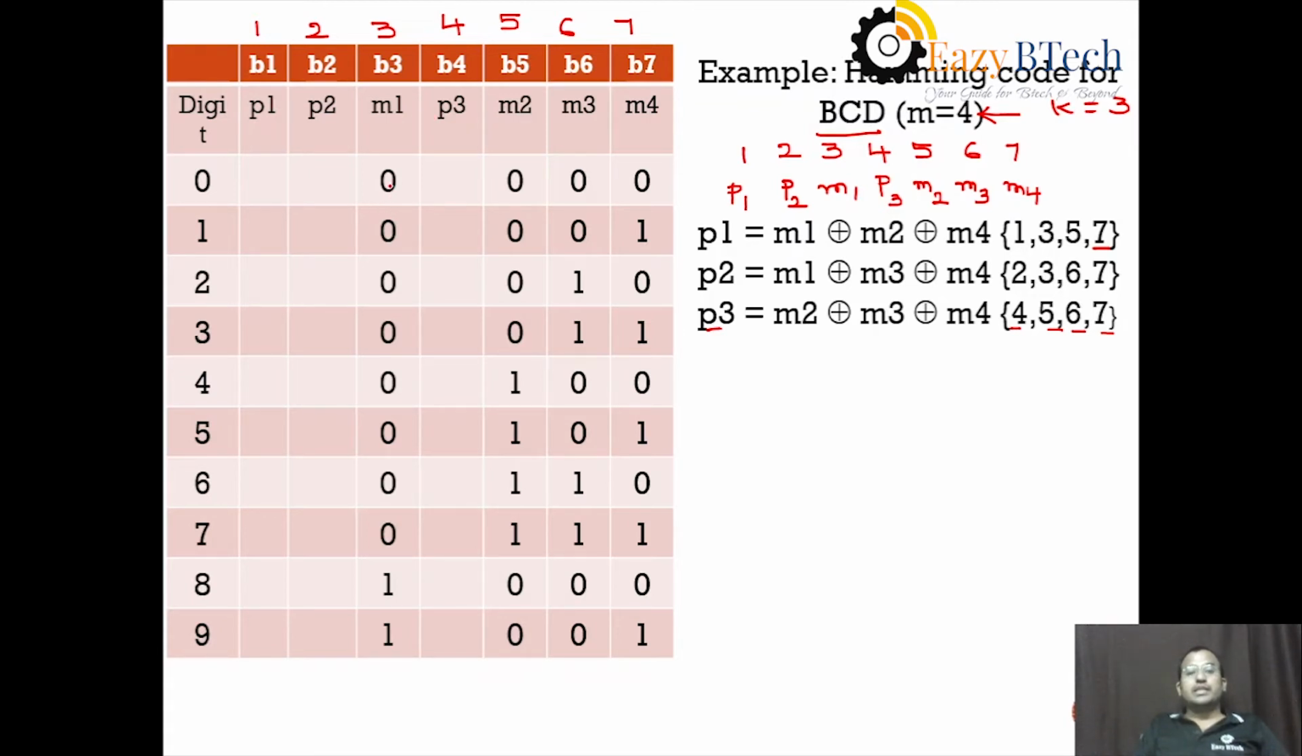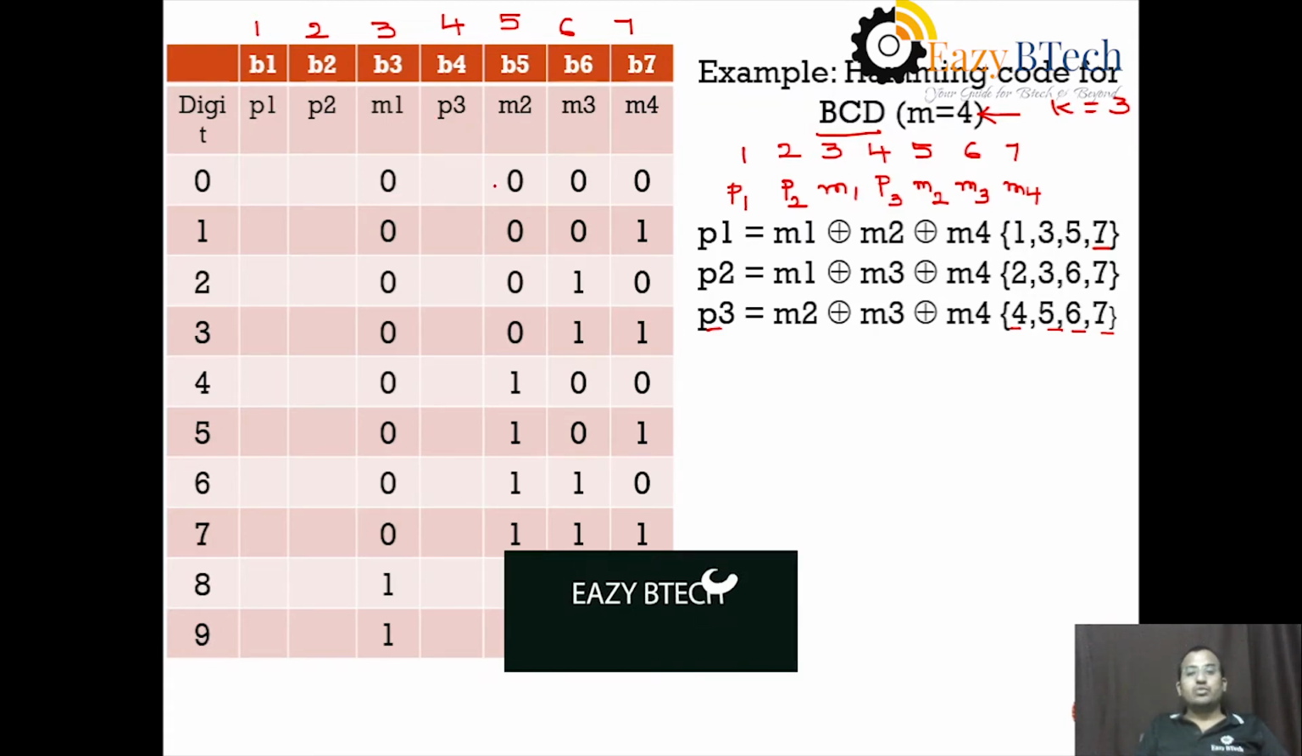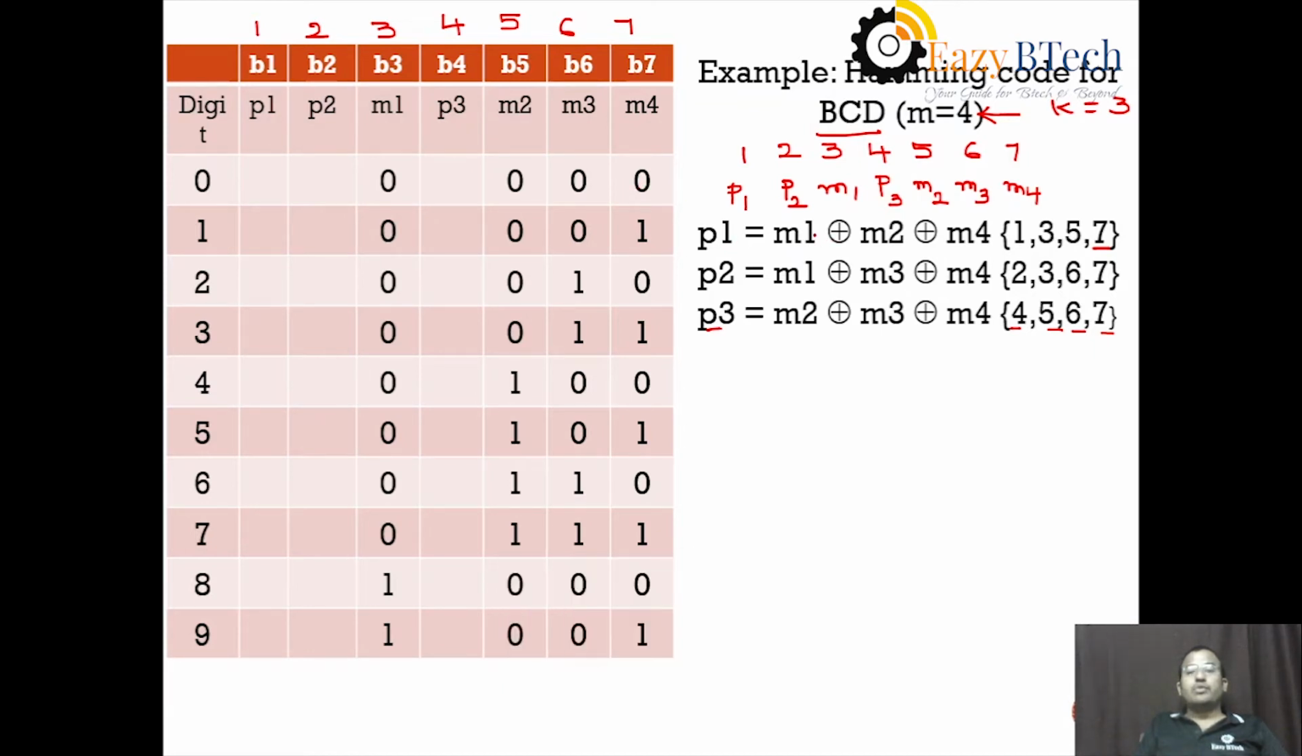So if you consider the message 0, 0, 0, 0, to calculate P1, we have to take the modulo sum of M1, M2, M4. M1 modulo M2 is 0, and again it is 0. So as all are 0, the parity bits P1, P2 and P3 all are 0. For the digit 0, the parity bits all are 0.